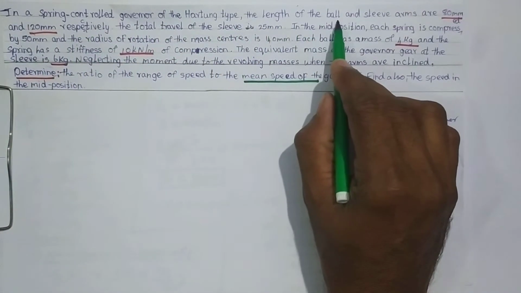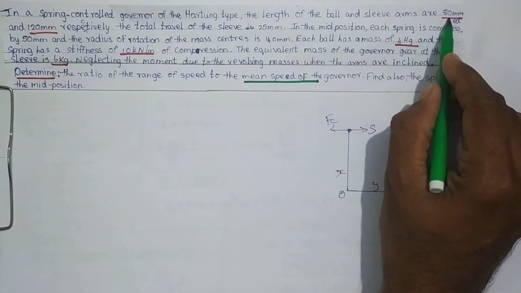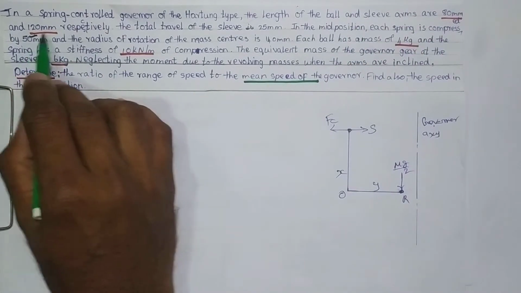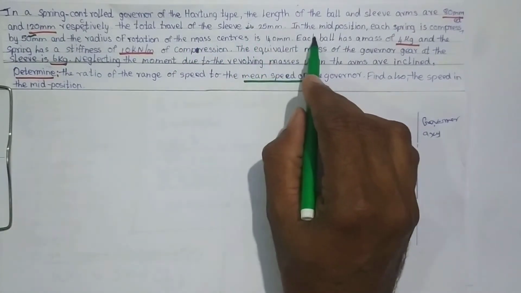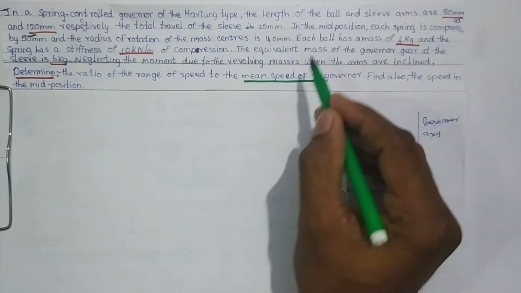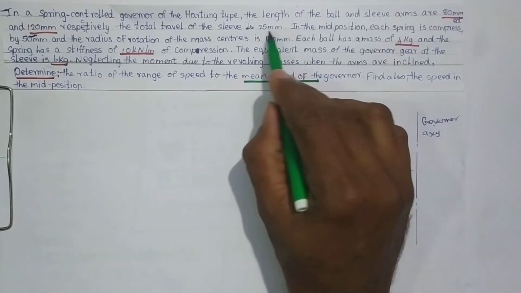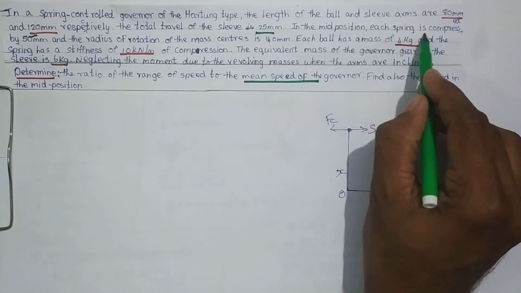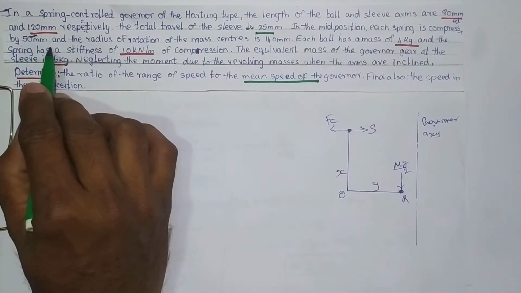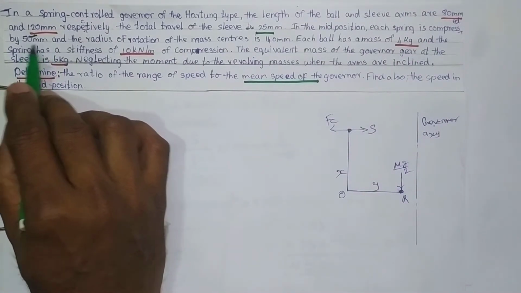The length of the ball and sleeve arms are 80 mm and 120 mm respectively. The total travel of the sleeve is 25 mm. So the total travel of sleeve means the up and down motion of the sleeve is 25 mm. The mid position of each spring is compressed by 50 mm. So the initial compression of the spring is 50 mm.